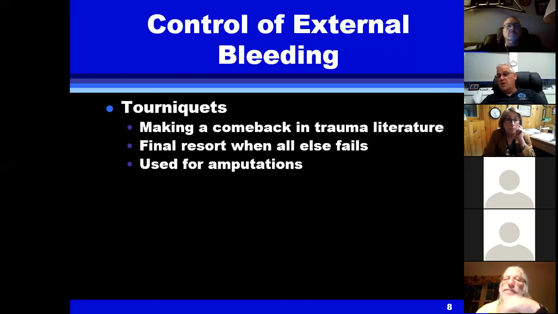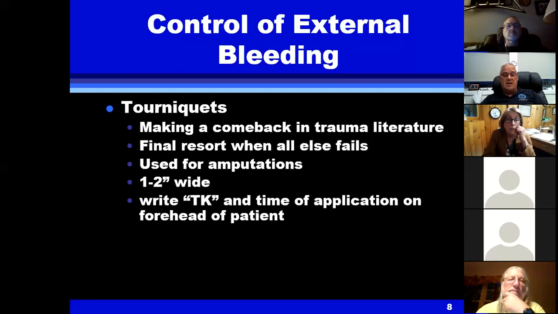The whole TK thing, writing it on their head, is more for a mass casualty situation or a combat situation where you're not going to be accompanying the patient to the hospital. If you're accompanying the patient to the hospital, you're going to tell the hospital there are tourniquets on, so you don't need to mark them up. If it's a mass casualty situation and you're not going to be with the patient, then it would be a good idea to mark them up.